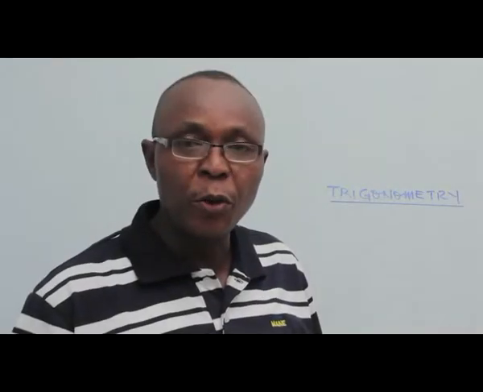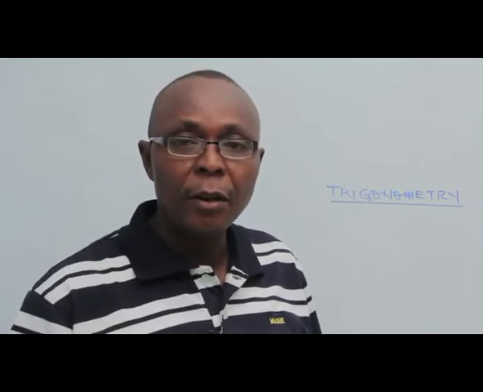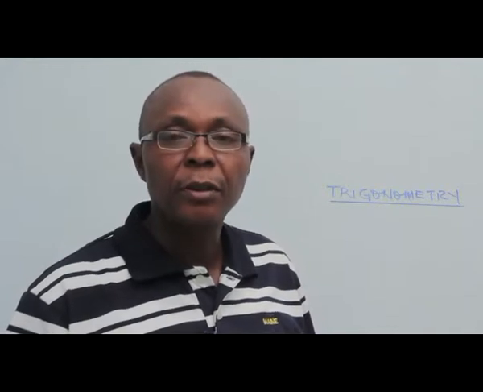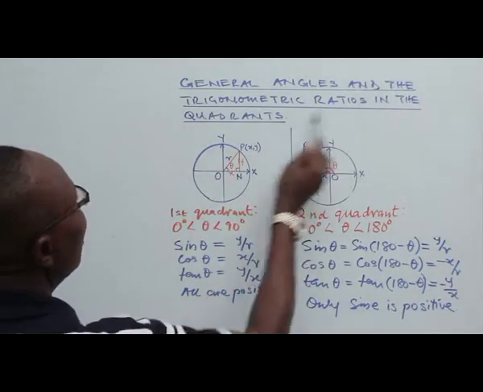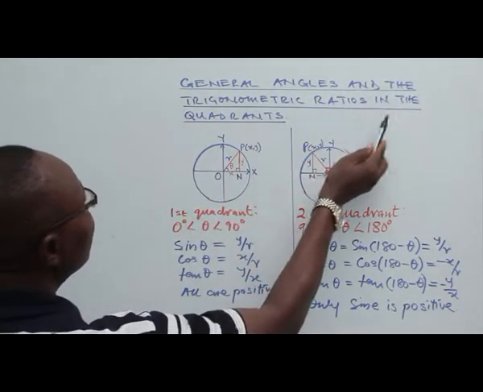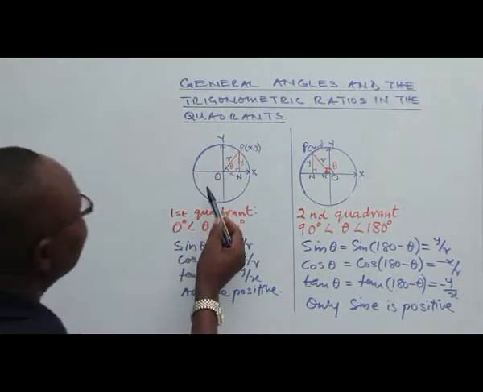Today we are going to continue with the study of trigonometry. We are looking at general angles and the trig ratios in the quadrants in a circle. We will take the first case.